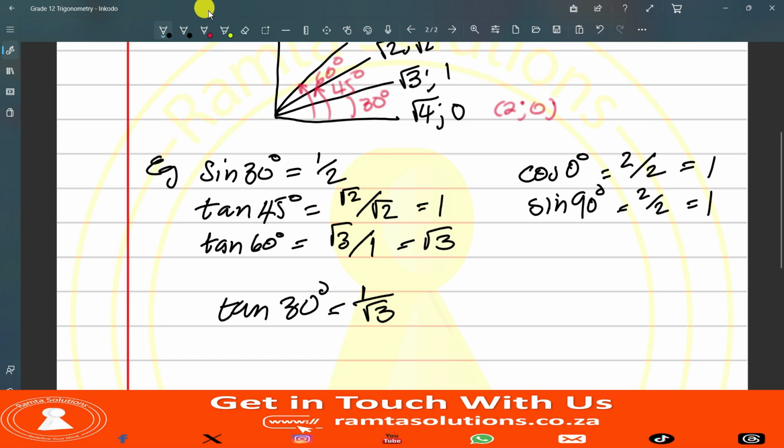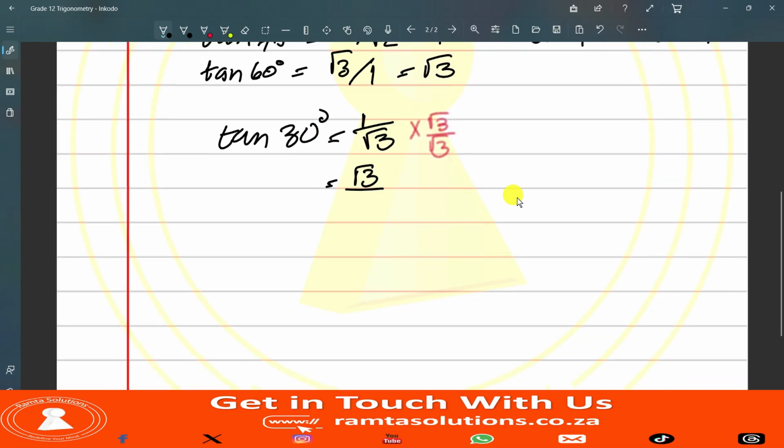If you like, you can rationalize the denominator. When you rationalize the denominator, you will multiply by root 3 over root 3. Now, as we proceed, numerator times numerator, 1 times root 3 is root 3, and root 3 times root 3 is 3.